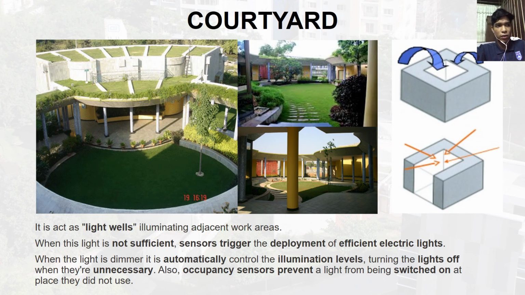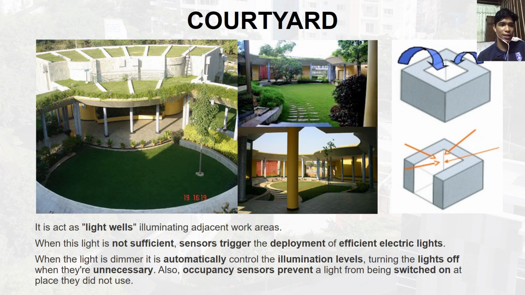Okay, so this is our first green building tour, which is a courtyard. The function of the courtyard is to act as a light well, illuminating adjacent work areas. As you can see, the middle of this building is an empty space, so that the light can go inside and spread out to the entire building. And when the light is not sufficient, sensors trigger the deployment of efficient electric lights. So this is the function.